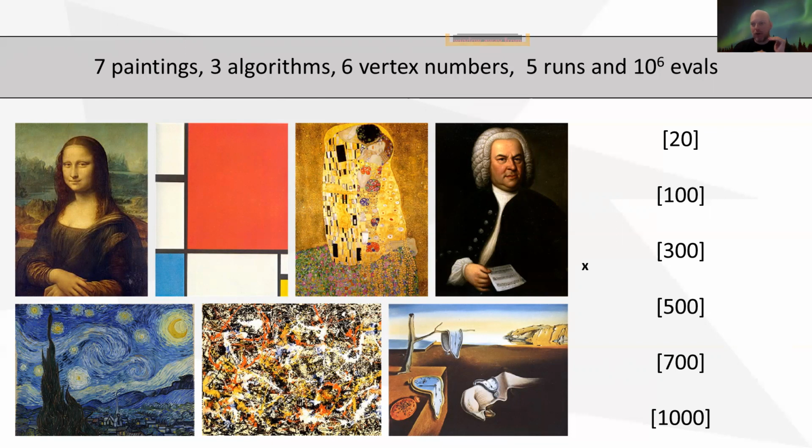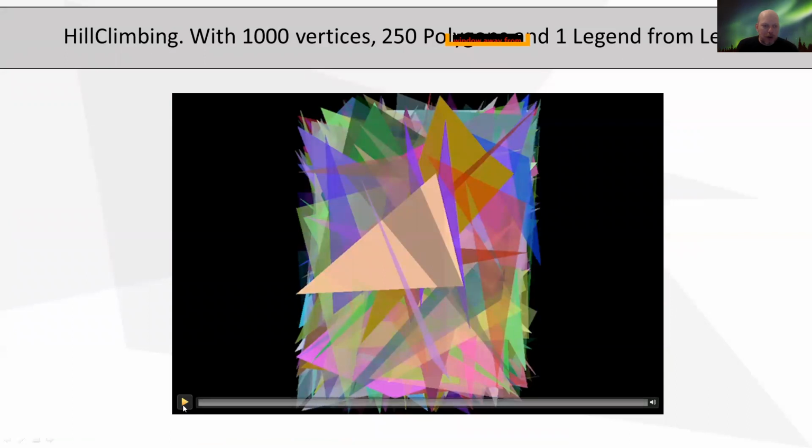MSE, so the quality of the approximation, is one evaluation, and therefore the number of generations of the plant propagation algorithm is smaller than the number of iterations from a HillClimber. Right? Always compare evaluations. So let's have a look at one of the algorithms.